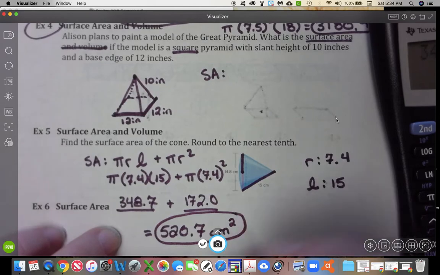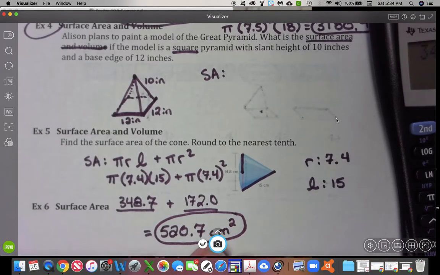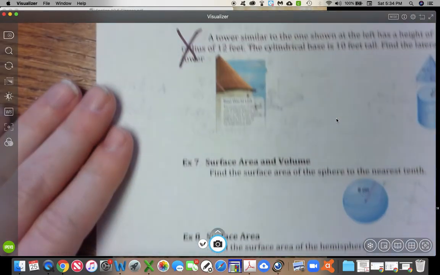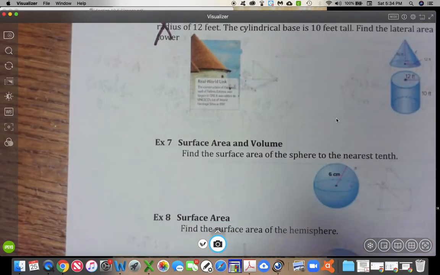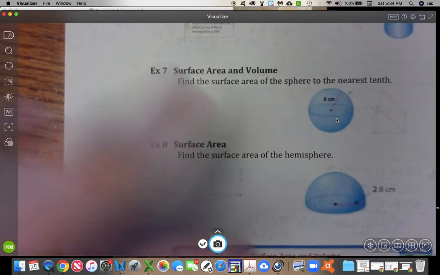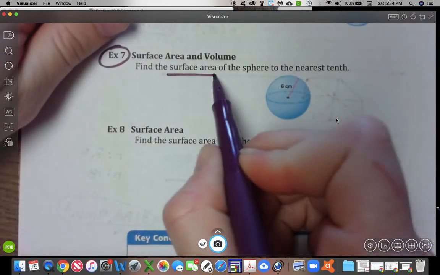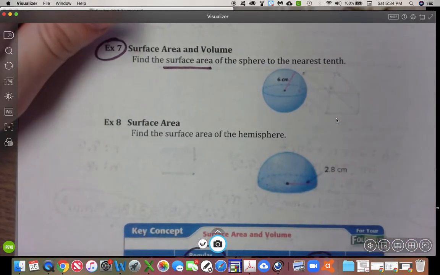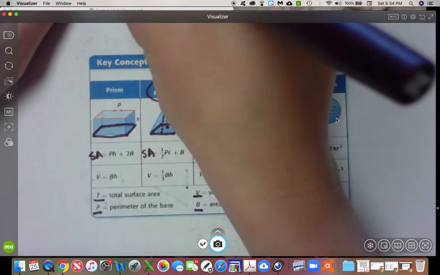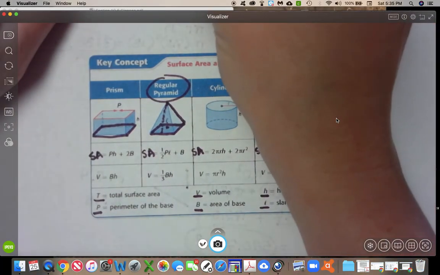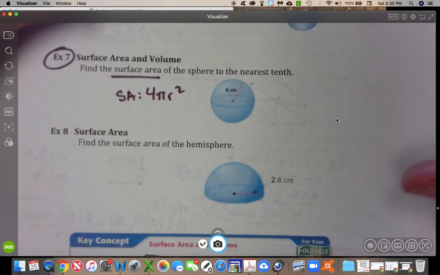On the back side, I'm going to skip the top example because it's just another cone and cylinder problem. I'm going to have you try example 7 on your own. They just want the surface area of this sphere, and you have the equation for surface area of a sphere, 4 pi radius squared. So attempt that on your own and see what you get.